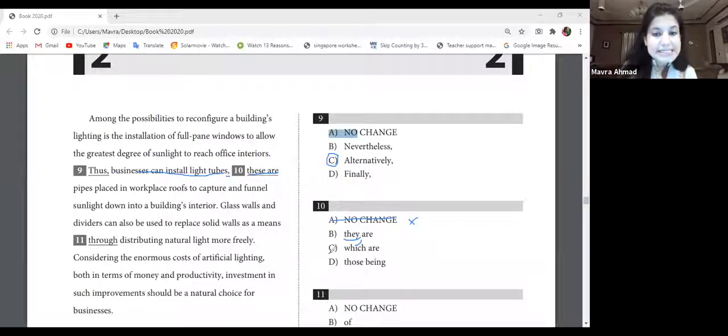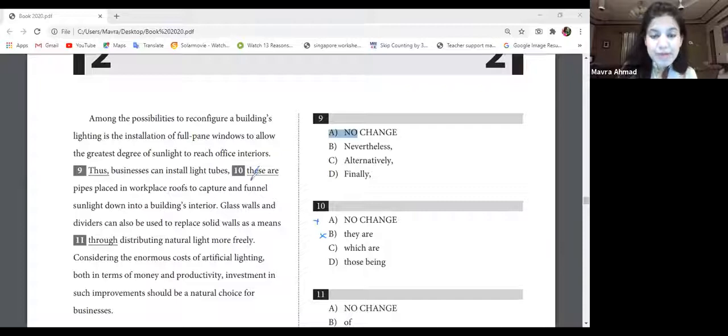Next one is C, "which are." "Which are" is making a good connection with the rest of the sentence because there is a comma right before "which are," and if we replace "these are" with "which are," we can see that it makes sense. Let's read the sentence with "which are" in it. Thus, businesses can install light tubes, which are pipes placed in workplace roofs. Yes, now this makes sense.